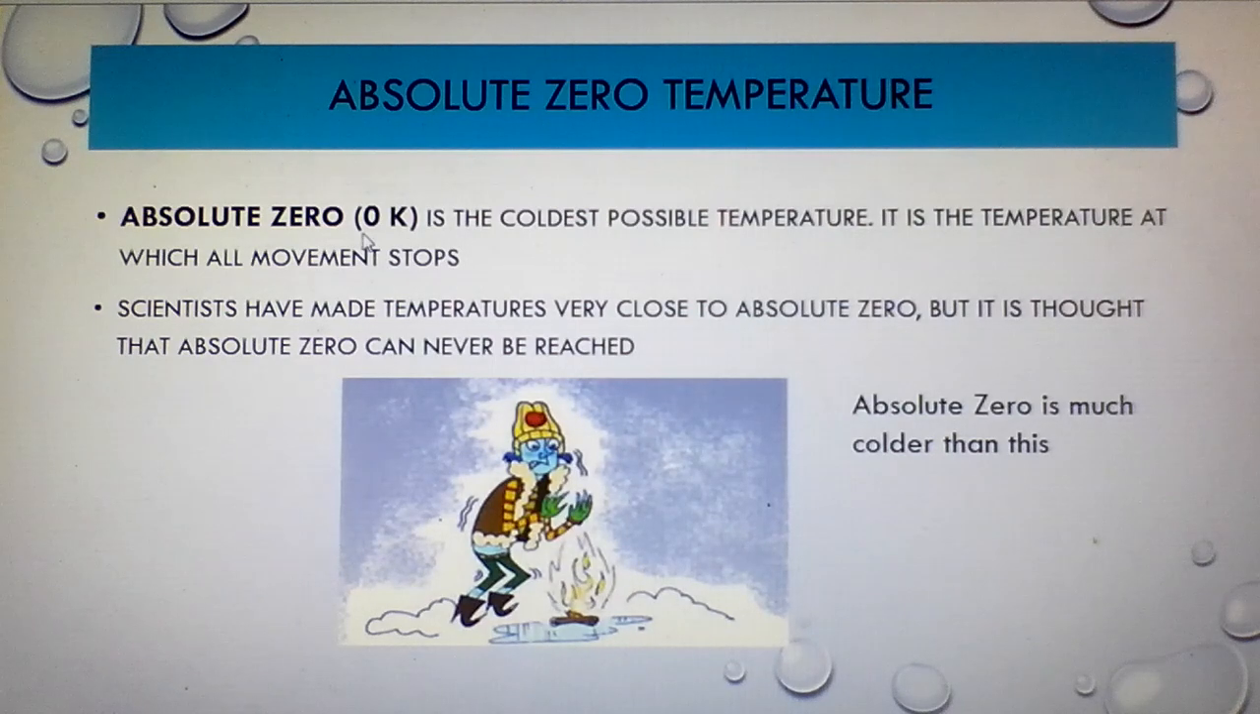Okay. So what is absolute zero temperature? Absolute zero temperature, or 0 Kelvin, is the coldest possible temperature. It is a temperature at which all movement stops, or you can say the molecules stop moving, like freezing, or become stationary. Scientists have made temperatures very close to absolute zero, but it is thought that absolute zero can never be reached. What we get from the experiment is by extrapolation of the line of the graph. So theoretically we can get the value, but practically we cannot get exactly 0 Kelvin, or absolute zero temperature. It is very, very cold, at which all molecules stop moving.